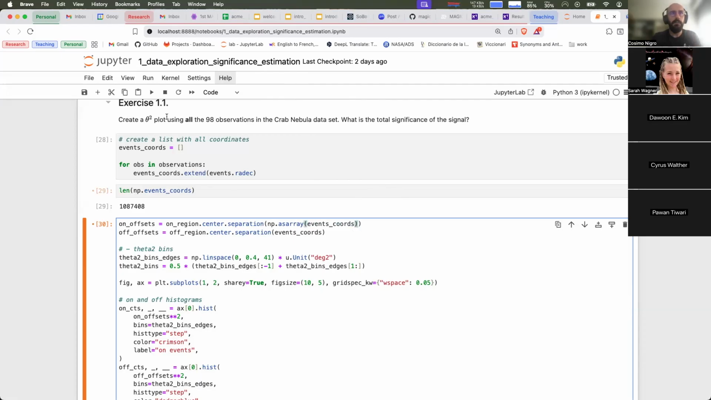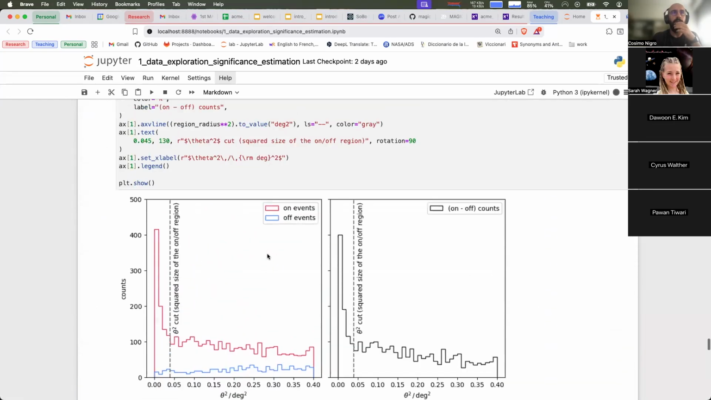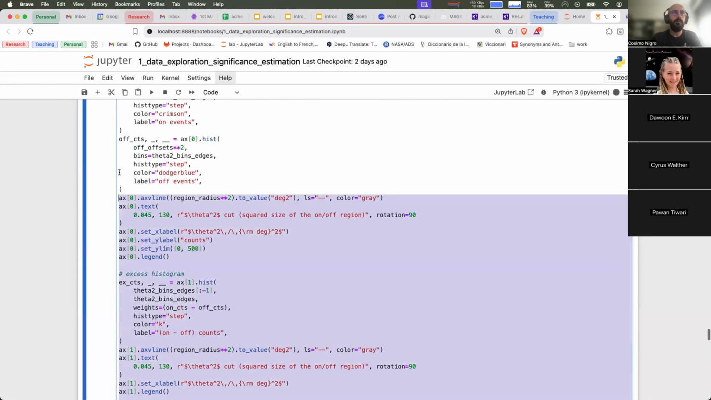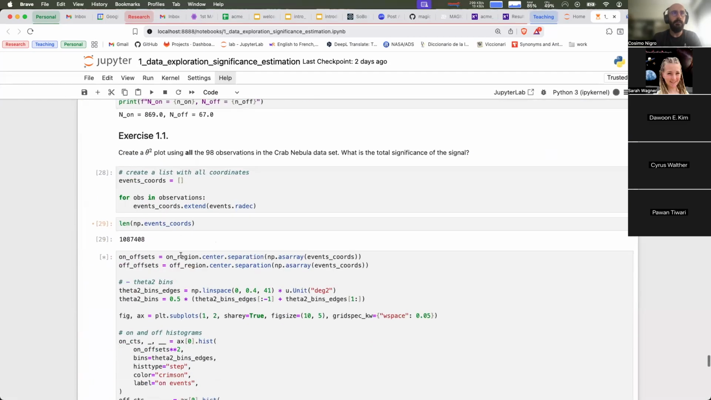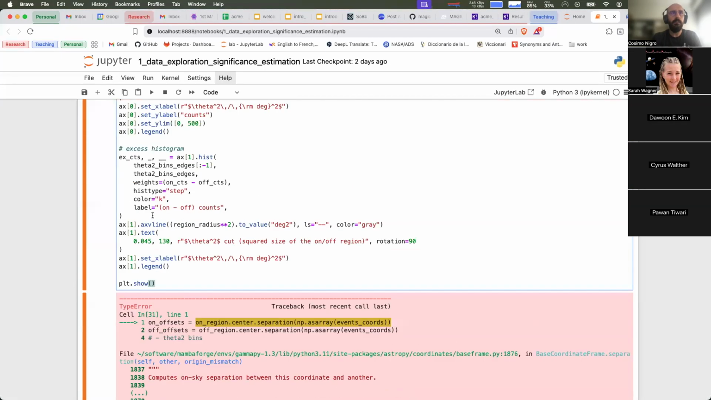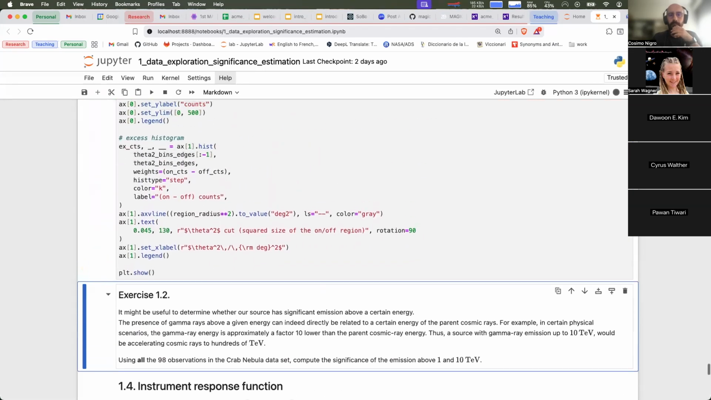So I made a giant list with all the coordinates, which, as you can see, is a million. And then what I was trying to do is compute basically that over all the observations. Okay, Pavel as well got 172.